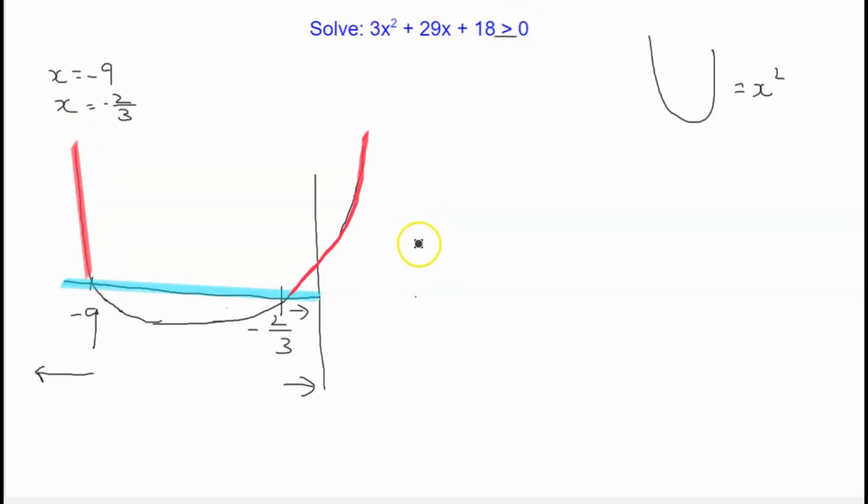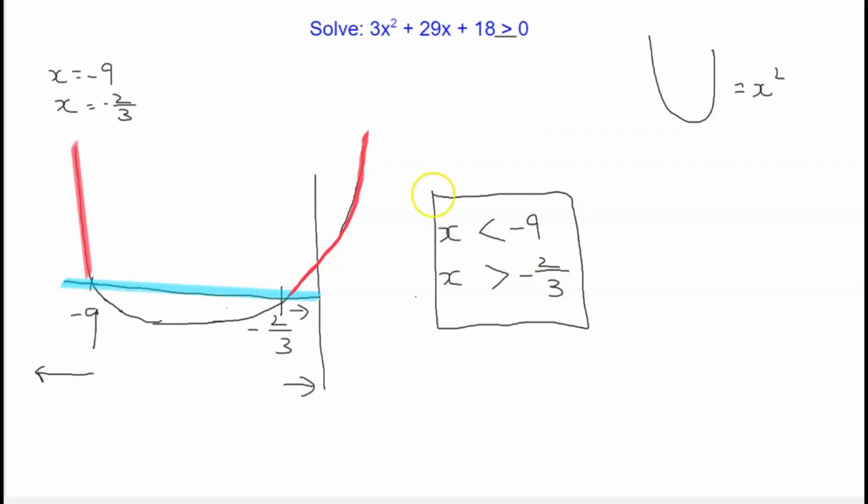So to write that, we'll have to write two separate ones. So when x is less than -9, because as you're going to the left, it's going to get lower. So -9 to -10, -11. And on this side it'll be the opposite, it'll be getting greater as you go along, so it'll be when x is greater than -2/3. And that's your answer. So let's move on.